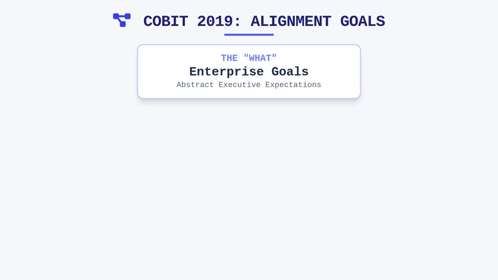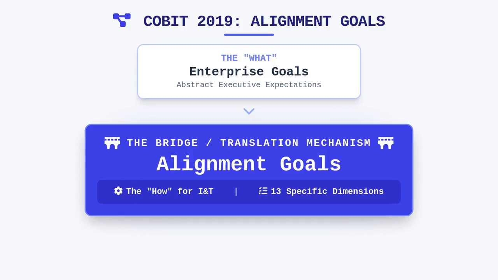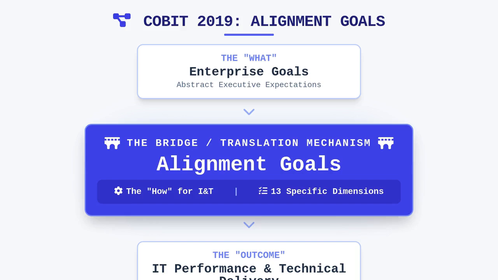Alignment goals are the middle layer of the COBIT 2019 Goals Cascade, functioning as the bridge between what the enterprise wants to achieve and how the IT department must perform to support those ambitions. You can view these goals as the translation mechanism that converts abstract executive expectations into specific technical outcomes. If the enterprise goals are the what of the business, the alignment goals are the how for information and technology.